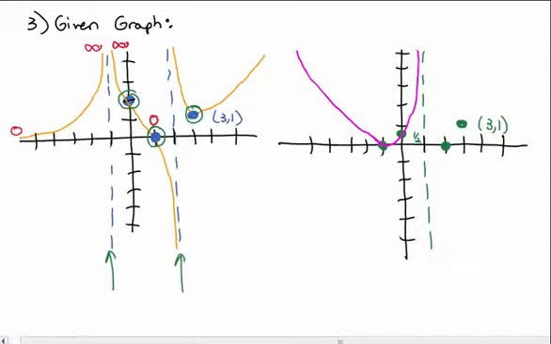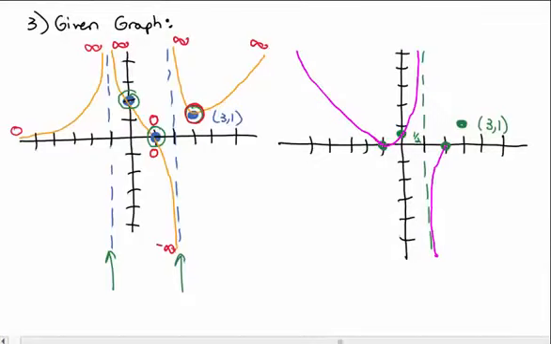Now what happens? We're going to go from 0 to negative infinity. We're going to do the opposite. Go from negative infinity to 0. Negative infinity up to 0. And then what happens? We go from positive infinity to our point, and then back up to positive infinity. Which means we're going to have to do the opposite.